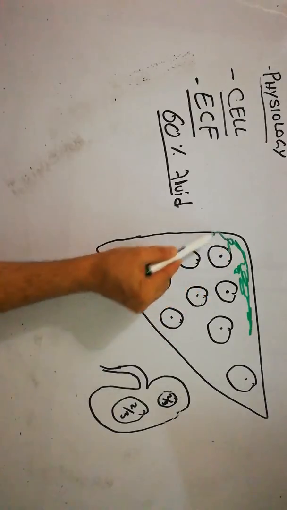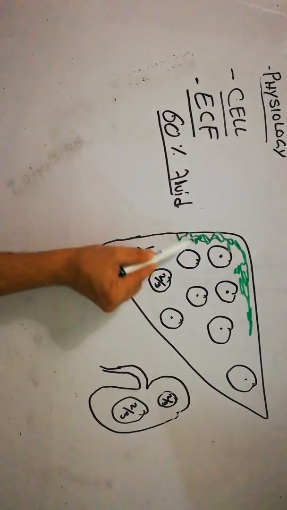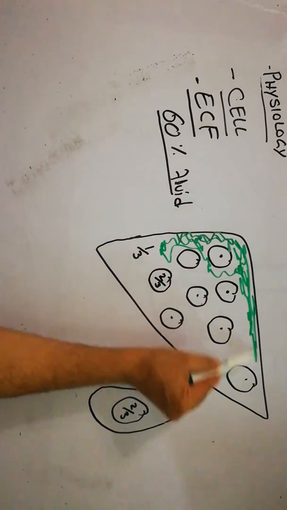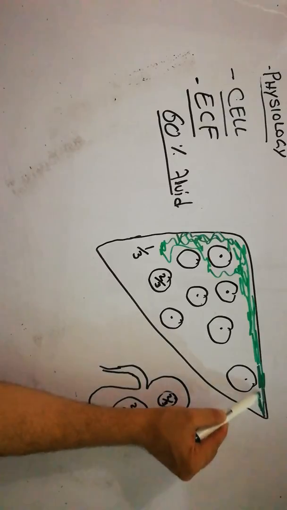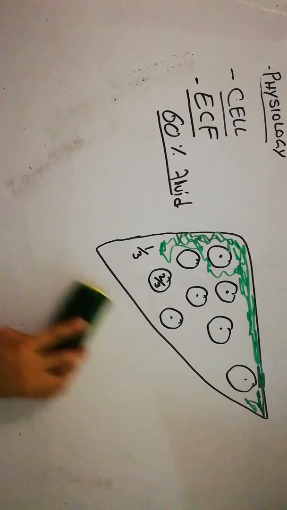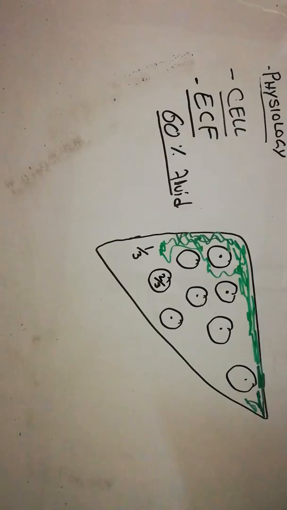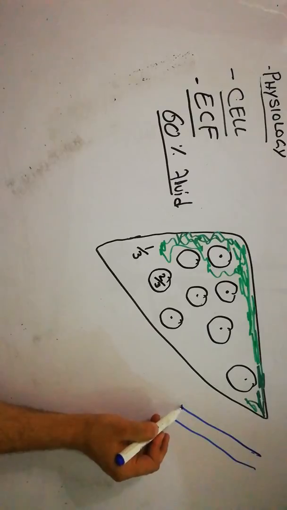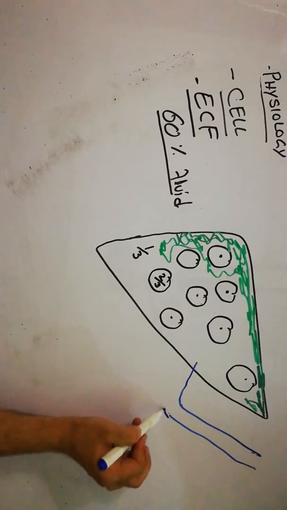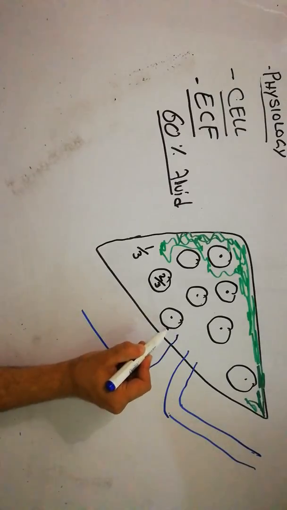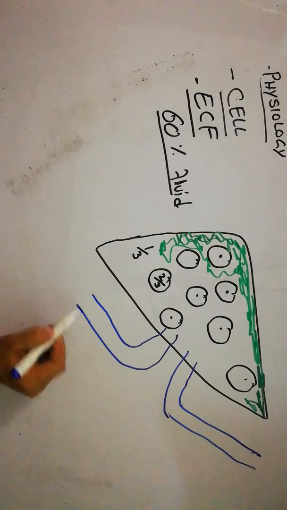This green color will be representing extracellular fluid. This fluid is not constant, but rather it is all the time in movement. How is it moving or in motion? It is in motion because every organ has blood supply. The arteries bring the oxygenated blood while the veins carry the deoxygenated blood.